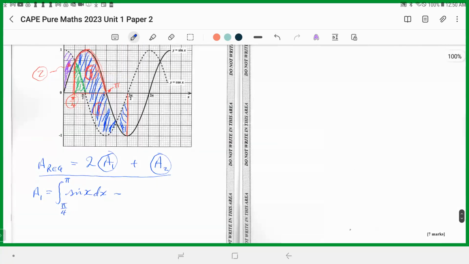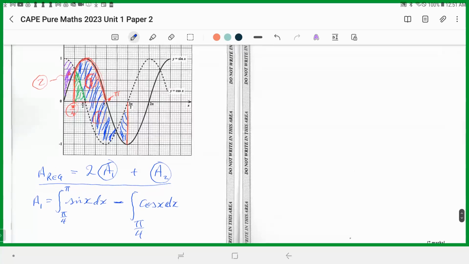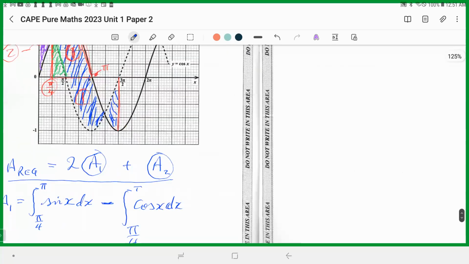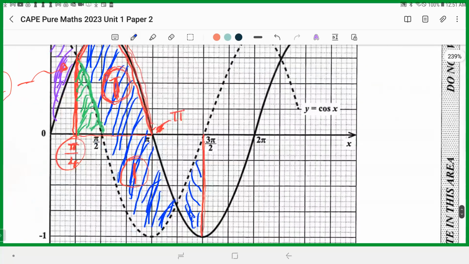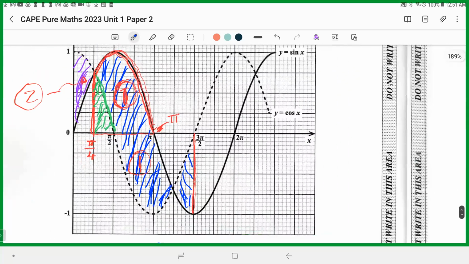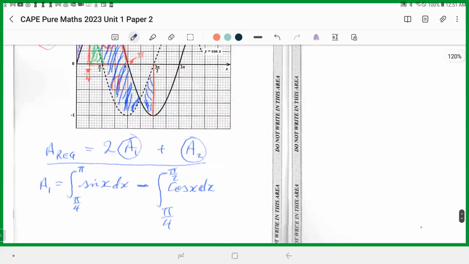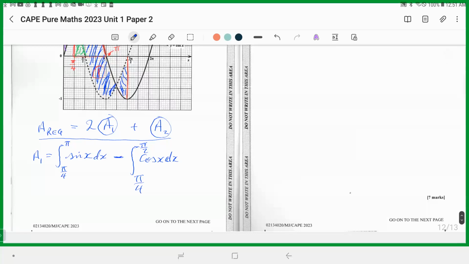Then we have to subtract the green area there. I have to take that area out. We'll subtract the area under the cos graph, that is between pi by 4 and pi by 2. The green area is between pi by 4 and pi by 2 under the cos graph. The broken line is the cos graph. That's going to give me area 1. Let's work it out right now. That is what will give us that area.